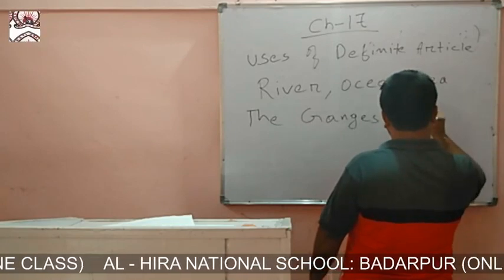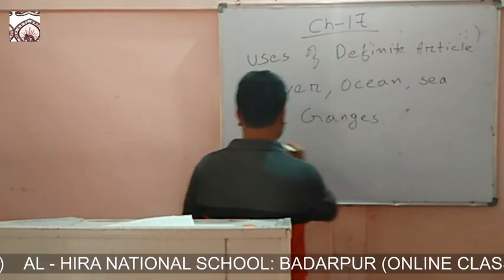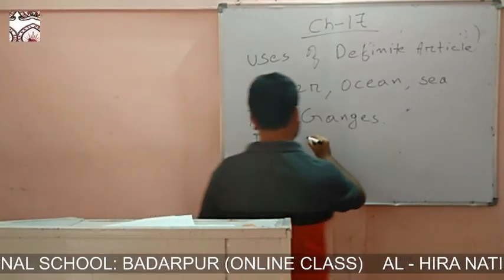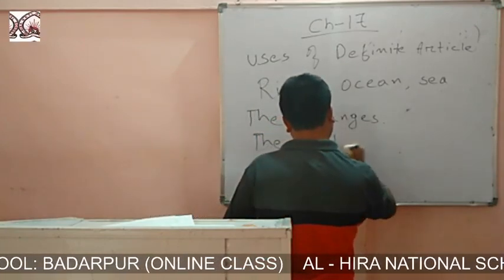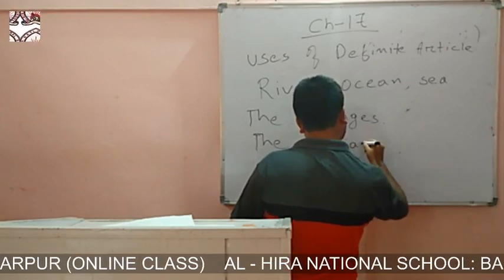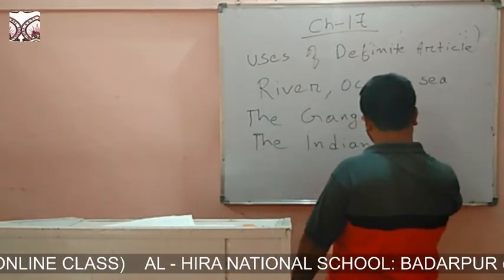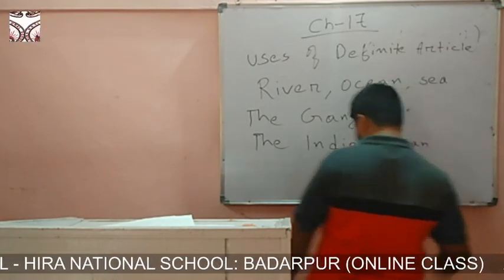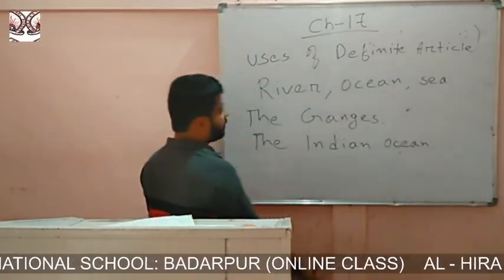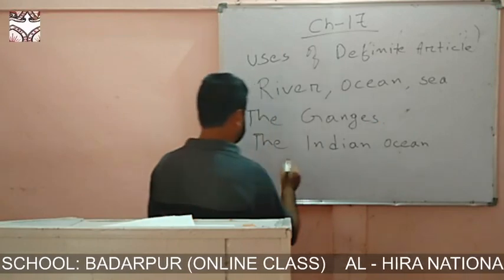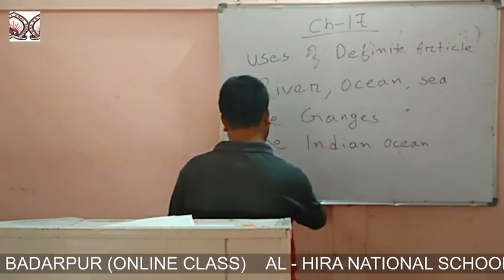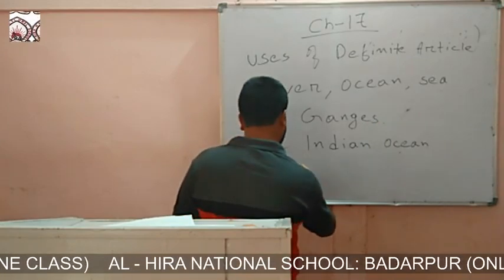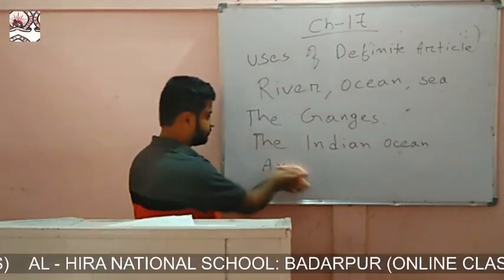Another example, if I write the Indian Ocean, I-N-D-I-A-N, Indian Ocean, O-C-E-A-N, Indian Ocean. Then you can write the Arabian Sea. I am writing the name of a sea, that is Arabian, the Arabian Sea.